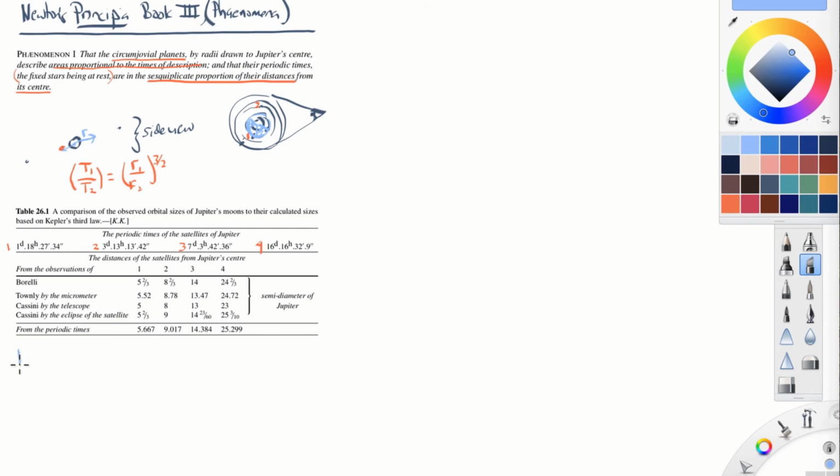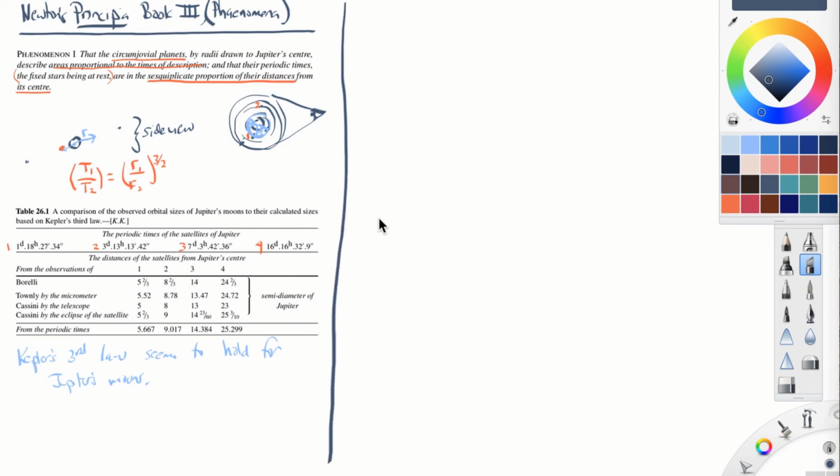So this is the upshot, is that Kepler's third law seems to hold, or seems to be true, for Jupiter's moons. That is, they orbit Jupiter, and when you compare the orbital times and the orbital radii, they follow Kepler's third law. And again, this is going to be important in establishing Newton's law of gravity.